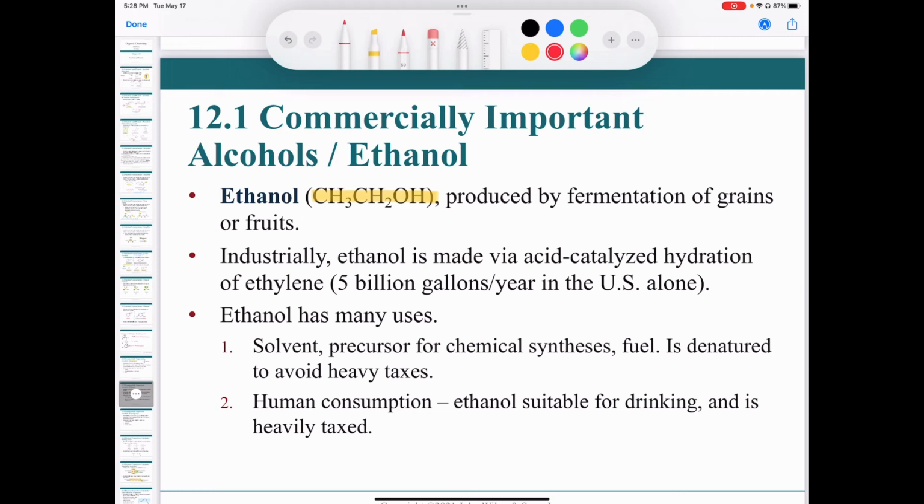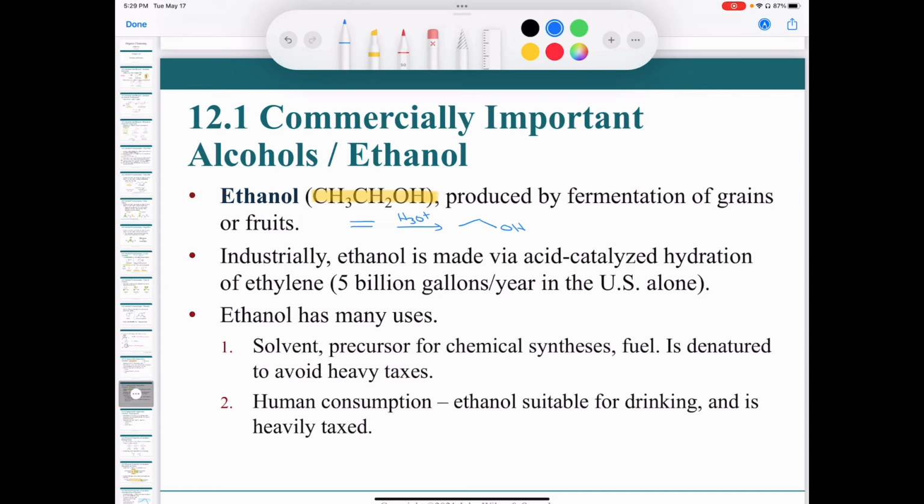So if we think about the molecule ethylene, which is nothing more than two carbons bound together, it's just a hydrocarbon that has two sp2 hybridized carbons. If you treat that with H3O+, there's no Markovnikov or anti-Markovnikov to consider, but you end up adding water to the molecule and you end up making ethanol. And so again, not all ethanol comes from corn or fermentation. A lot of it is just made from the acid catalyzed hydration of ethylene.